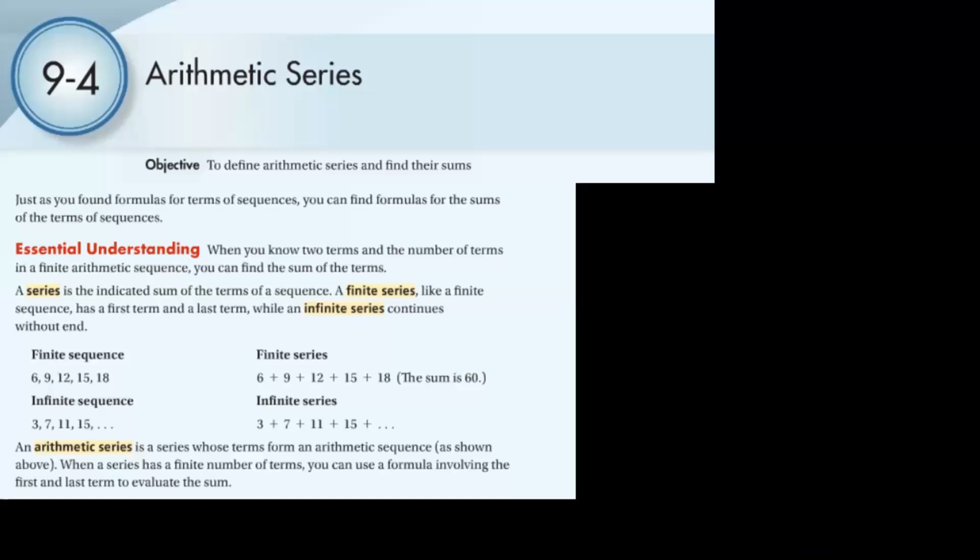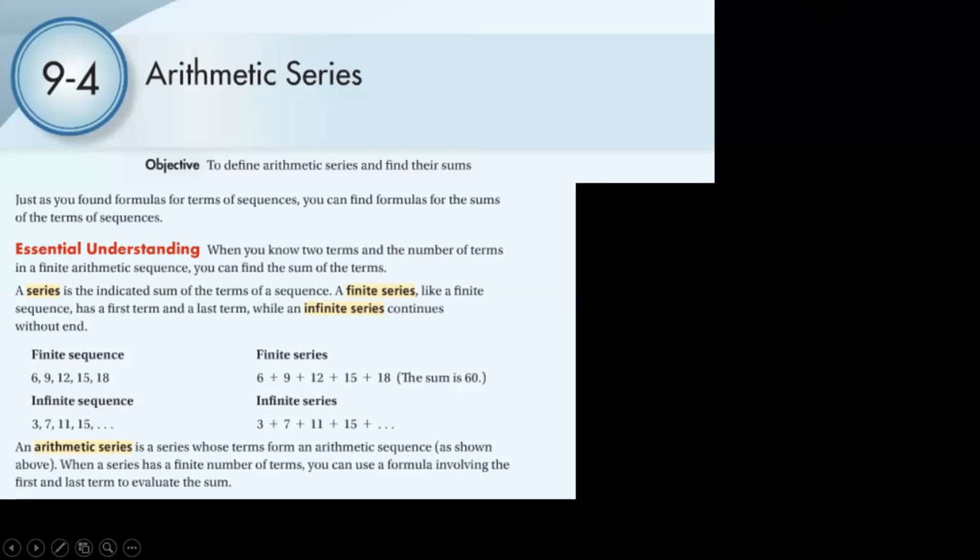Yesterday, we started with an arithmetic series. And we talked that the series is the summation of the sequence, the summation of the numbers. And also we said that we have two types of series: finite and infinite series. The finite one stops, and the infinite one will not stop, it will continue.